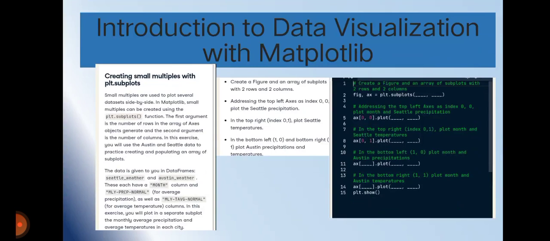The next topic is how to create small multiples with plt.subplots. For creating small multiples, we create an array of subplots with 2 rows and 2 columns. Then we address the top left axis by indexing, and plot the Seattle precipitation. After that we plot temperatures, and at last we show all of our results.